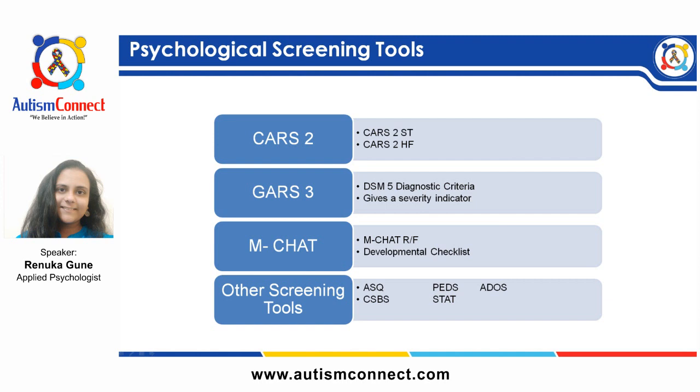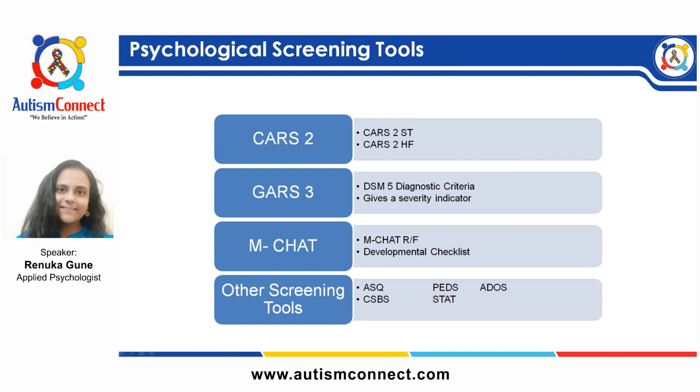GARS is a very beautiful test because it is unique in its perspective. GARS-3 is the Gilliam Autism Rating Scale, which is currently in its third edition. It is one of the most widely used instruments for assessment in autism disorders. It assists teachers, parents, and clinicians. The unique perspective is that it takes data based on the diagnostic criteria.